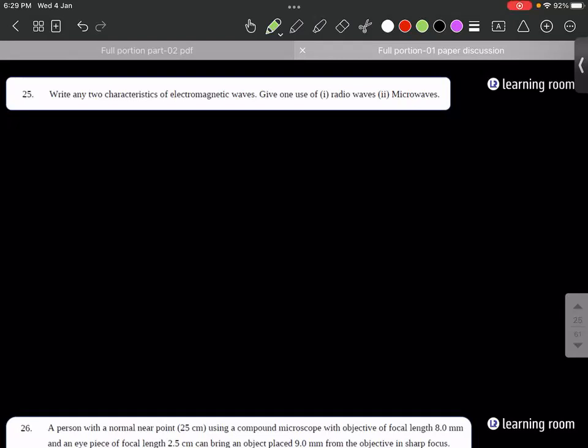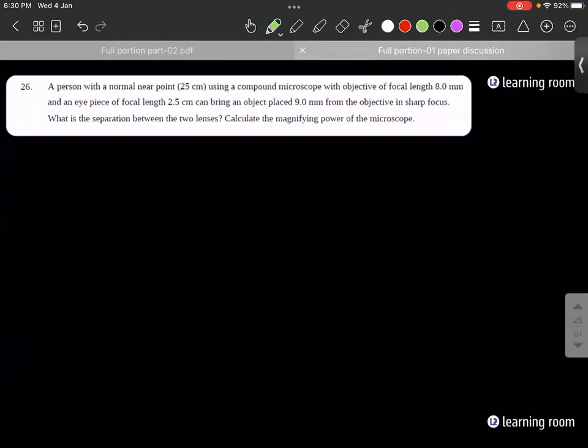Give one use of radio waves and the microwaves. So radio wave, where is it used? Obviously, in the communication purpose. Right, they are using the radio and the TV communication. Obviously, we use it in the cell phones as well. All are radio frequencies. Next is microwave. So where are microwaves used? We use it at our home, right, for cooking purposes.